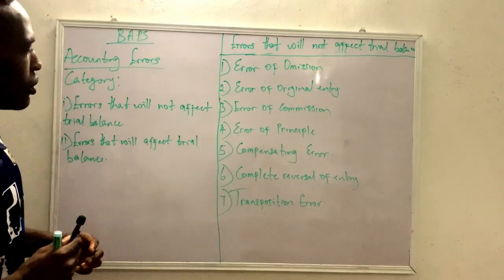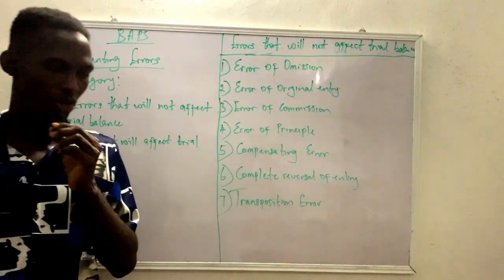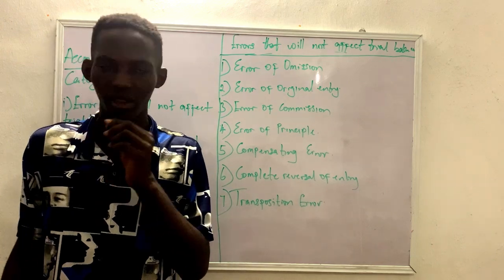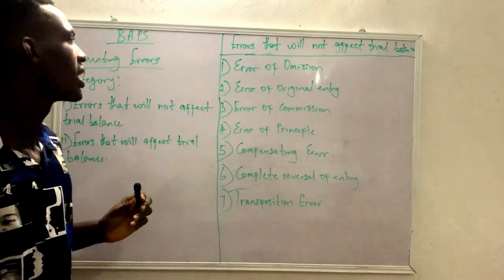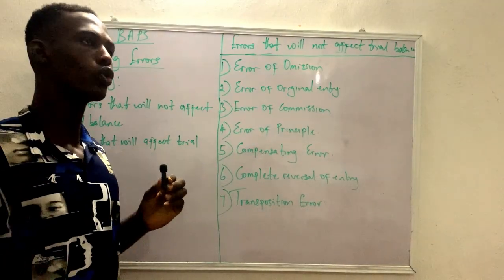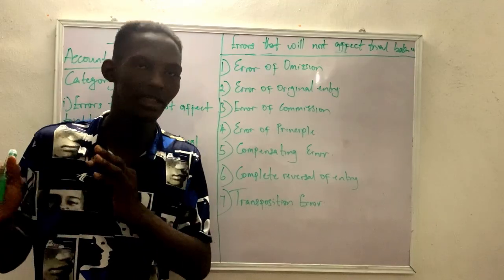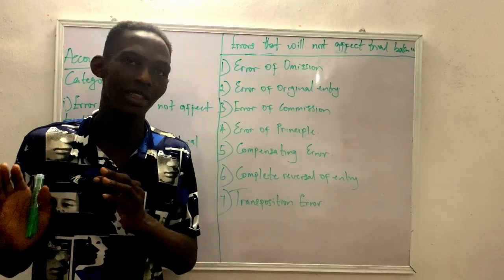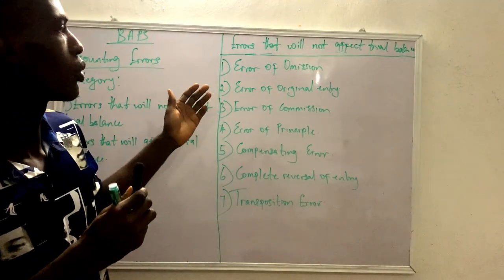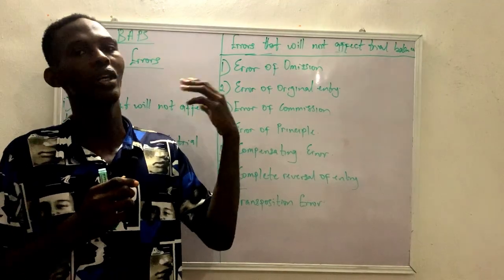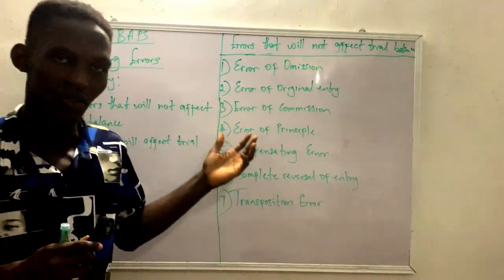So the first one is error of omission. What's error of omission? It is the type of error that occurs when the transaction is completely omitted from the book of accounts. That is, you did not record it at all. So a transaction that you did not record at all will not affect the debit side or the credit side of any of the transaction. So that's the effect of it.